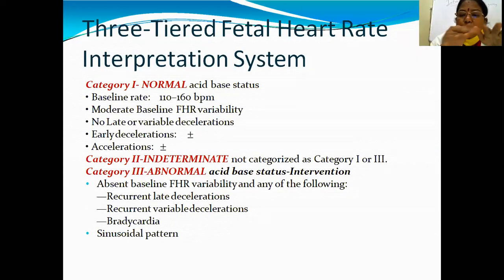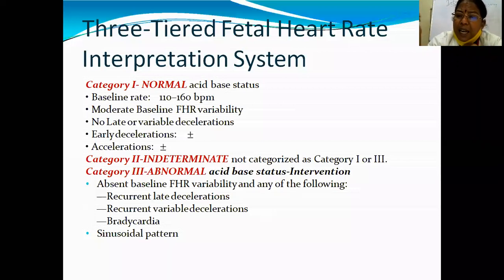Category 2 is indeterminate, not 1, not 3. But the most important is category 3. It is an abnormal acid-base status, and immediate interventions are required when there is a category 3 interpretation. So what comes in category 3? There is absent baseline variability, absolutely no variability.